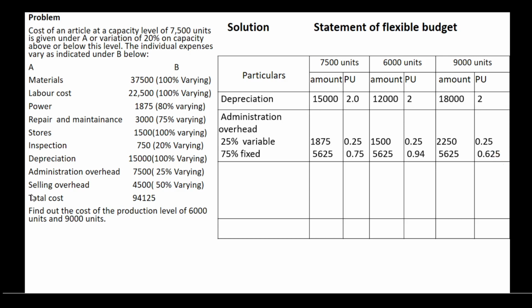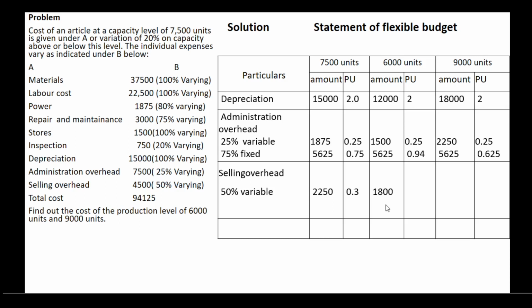And the next one, the selling overhead, the amount are 4,500. So in this 4,500, the 50% are variable and the remaining 50% are fixed. So selling overhead 50% variable, that is 4,500 into 50 divided by 100. Then the amount are 2,250 rupees. So it is divided by 7,500 units. So now the cost per unit are 0.3. So it is the variable cost per unit. It is the same in the 6,000 units and the 9,000 units.